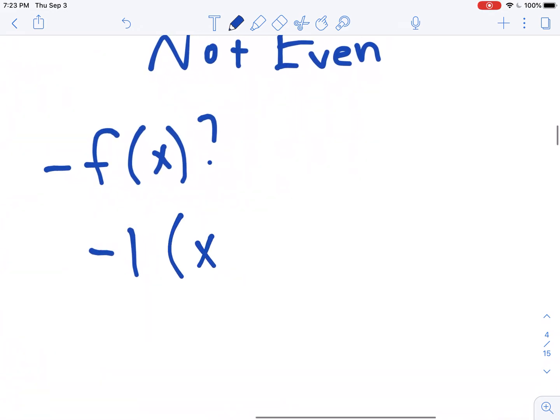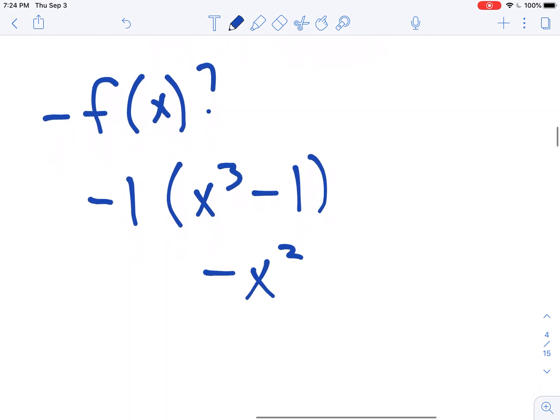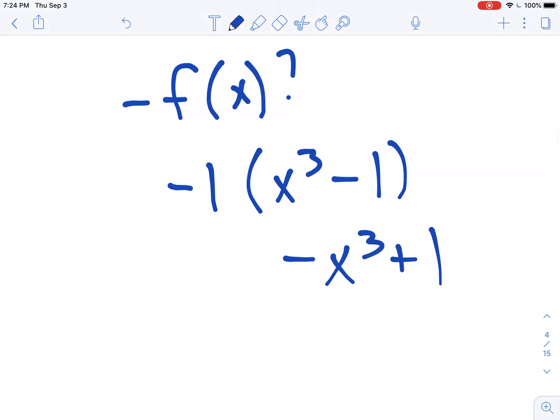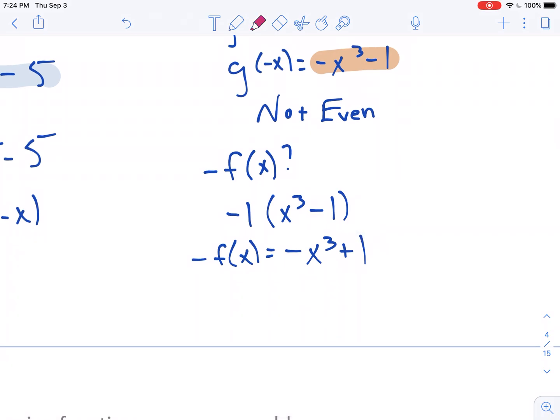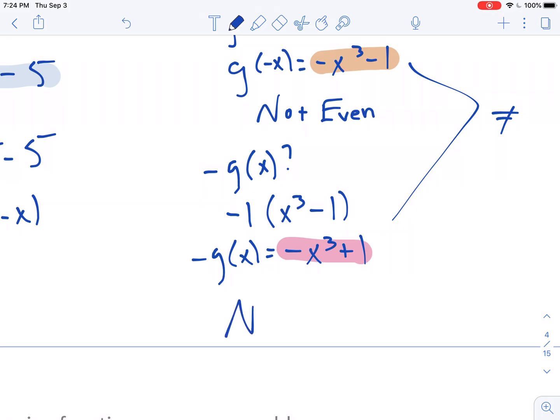So I take negative 1 and I multiply it out to x cubed minus 1. This gives me negative x cubed plus 1. So this is negative f of x is equal to negative x cubed plus 1. Well, again, now I've got negative f of x, and all of these should have been g of x, I apologize. I see that negative g of x is not the same as g of negative x. These two are not equal. And since they're not equal, it's also not odd. So my answer here is just neither.